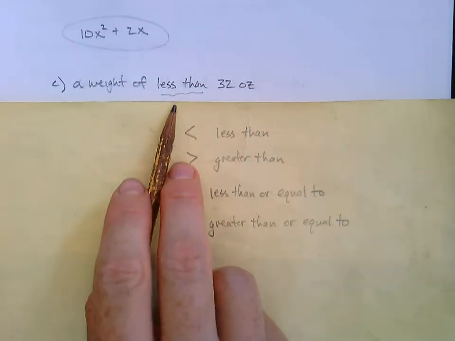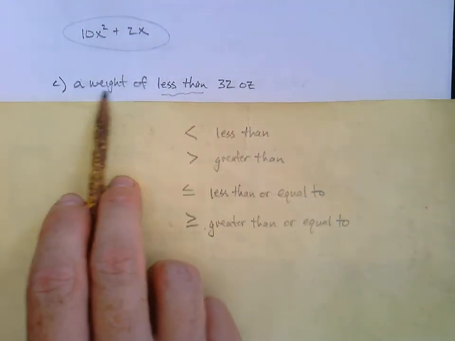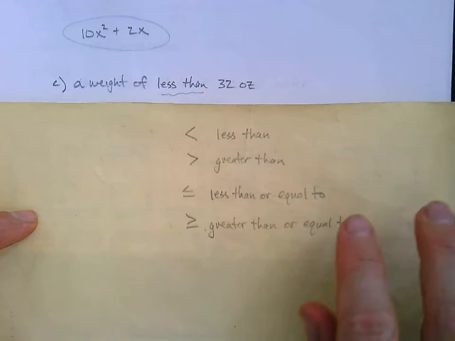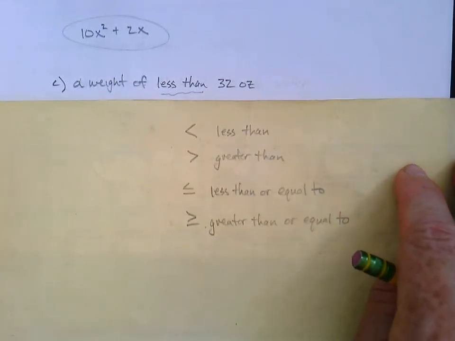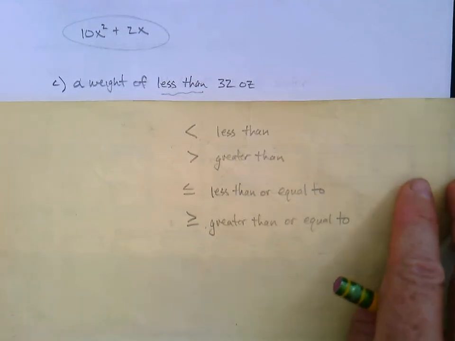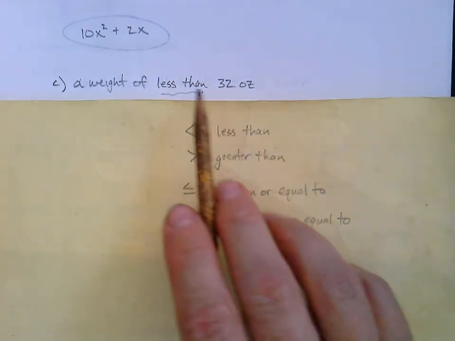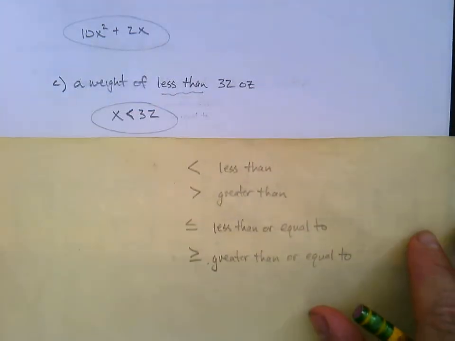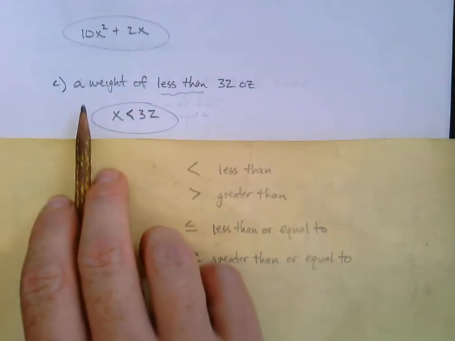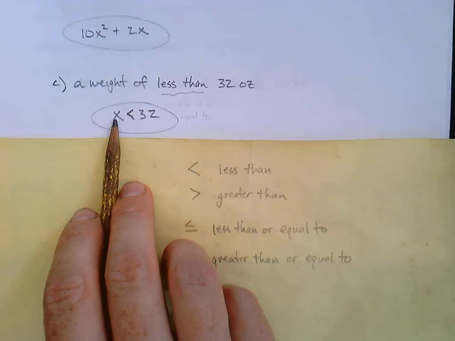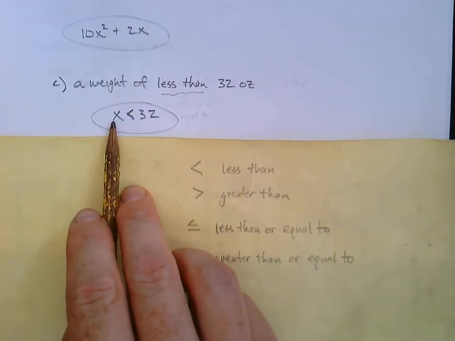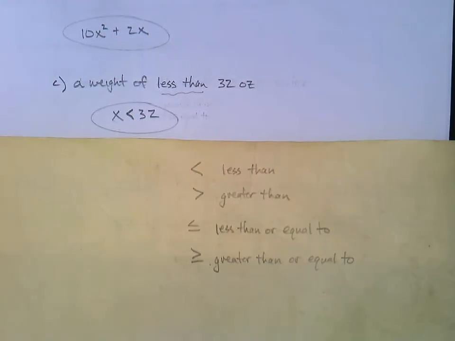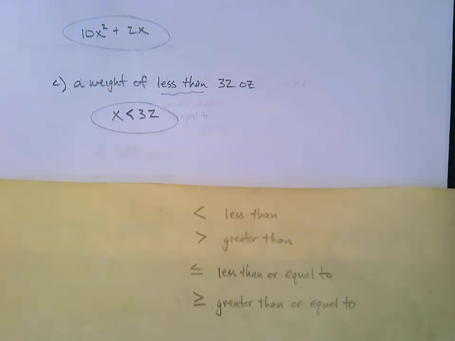Okay, so we've got the less than. Now, when they say a weight, that's an unknown number. We don't know what the weight is, so we need a variable there. And then it's going to be less than, and we're just going to say 32. So here we go. I'm going to use the variable x, a weight, some number is less than 32. You could use w there, nothing wrong with that. w less than 32. Okay.